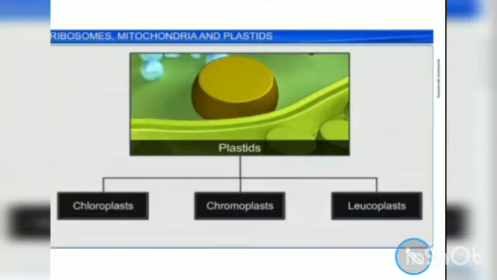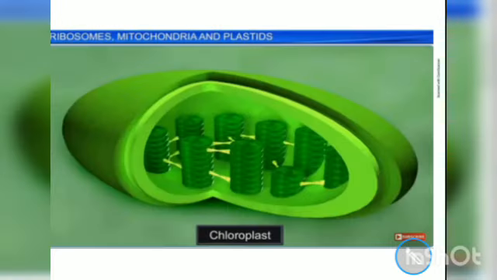Now we come to the next organelle of the cell, that is the plastid. Plastids are of three types: chloroplast, chromoplast, and leucoplast. Here you can see the structure of the chloroplast, and chloroplast is another double membrane bounded organelle.